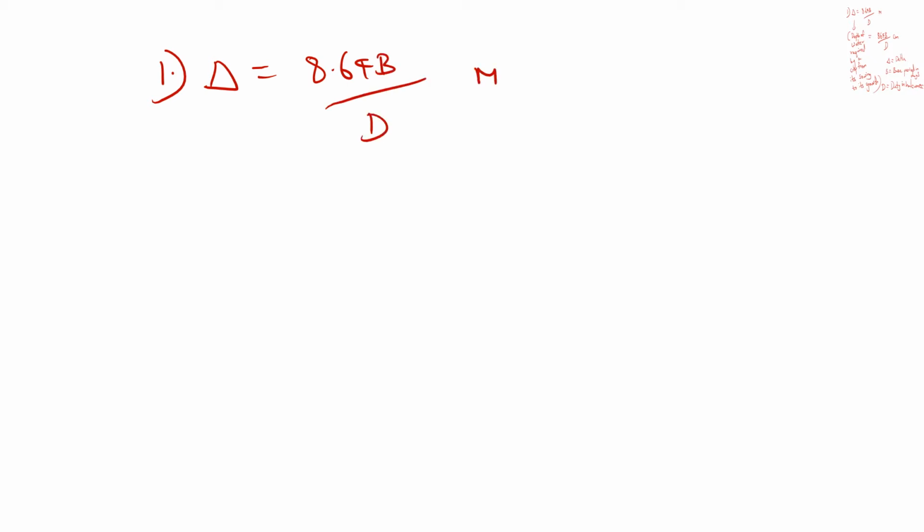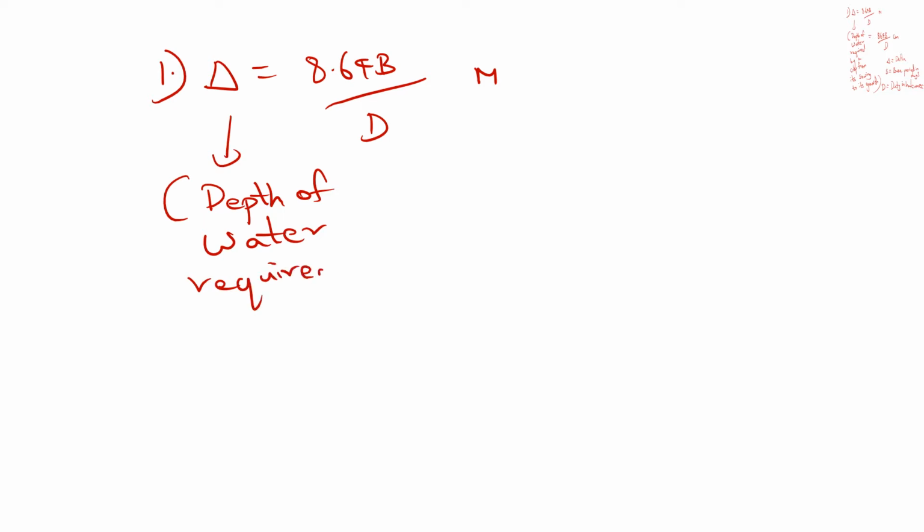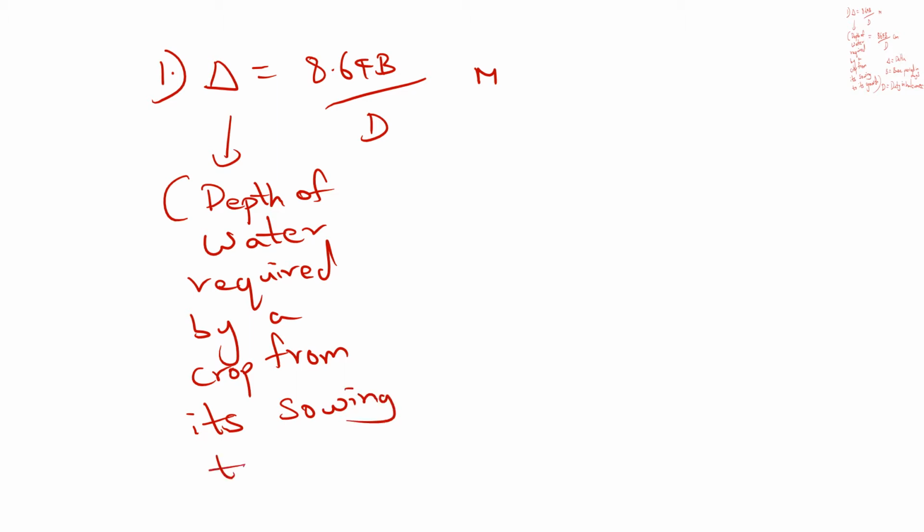Delta is nothing but the depth of water required by a crop from its sowing to its growth.